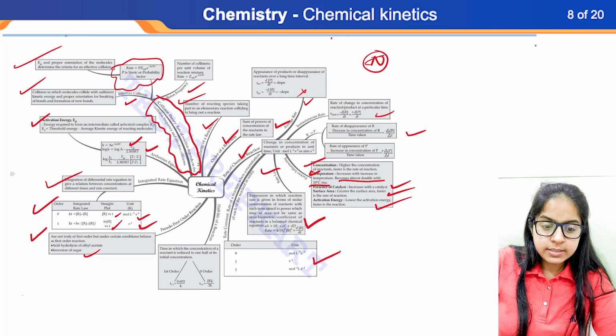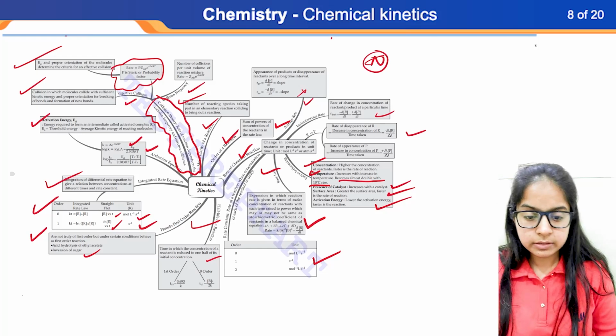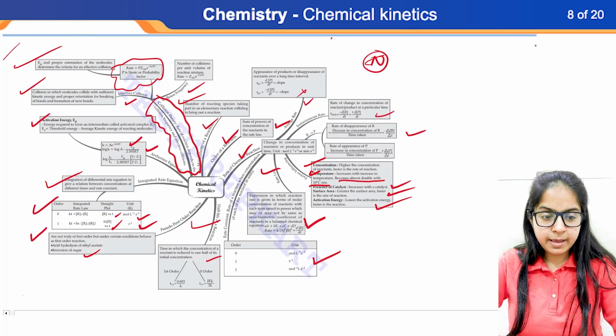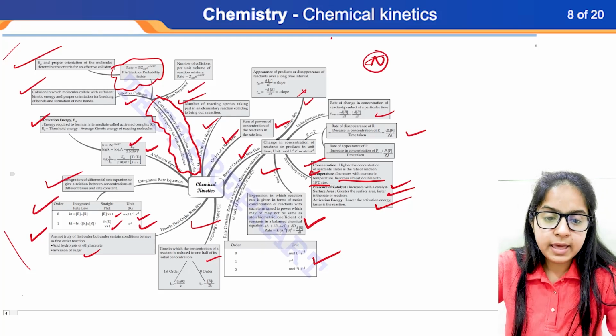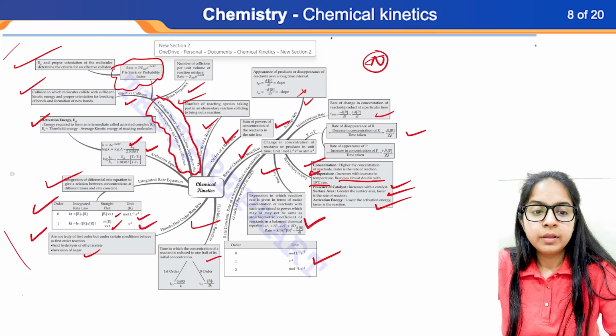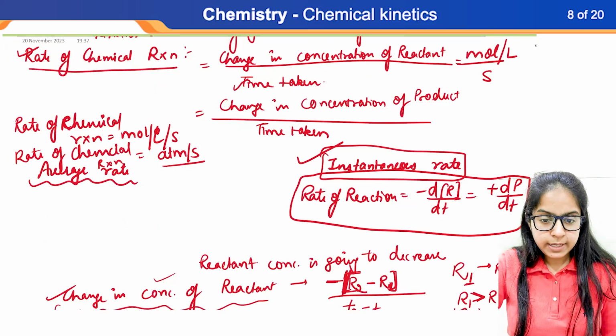Now, the half-life of a reaction is the time in which the concentration of the reactant is reduced to one half of its initial concentration. T half I have already explained. All the mind map has been explained. Now, I am going to give you a recap of what we have done today. Firstly, I have explained to you the chemical kinetics topic.